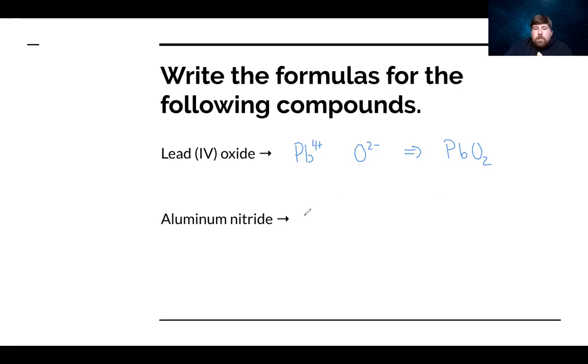Aluminum nitride. Aluminum is in the 13th or 3rd column, depending on how you're looking at the periodic table. Al3+, it is in the 3+ column. Nitrogen has a charge of 3-. Luckily for this, it's a 1-to-1 ratio. So AlN would be aluminum nitride.